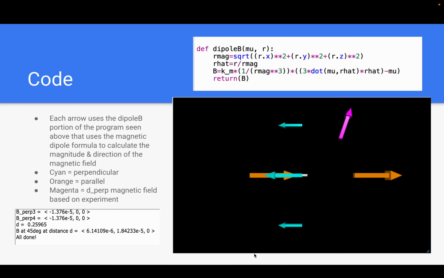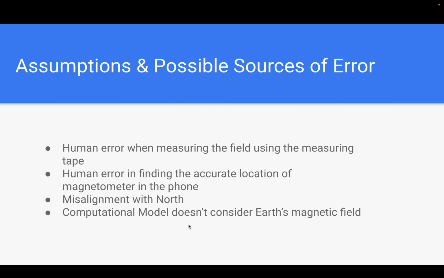So this is my coded model. Each arrow uses the dipole B portion of the program seen above that uses the magnetic dipole formula to calculate the magnitude and direction of the magnetic field. Cyan is perpendicular, orange is parallel, and magenta represents the overall magnetic field based on the experiment on the previous slide. And then these were the values found as B at 45 degrees at distance D.